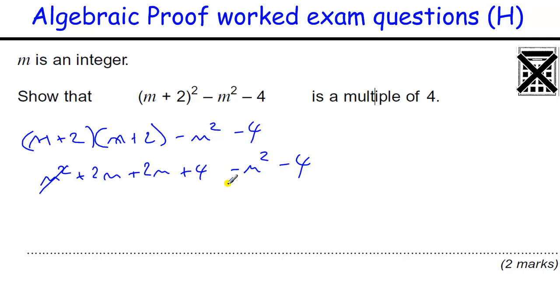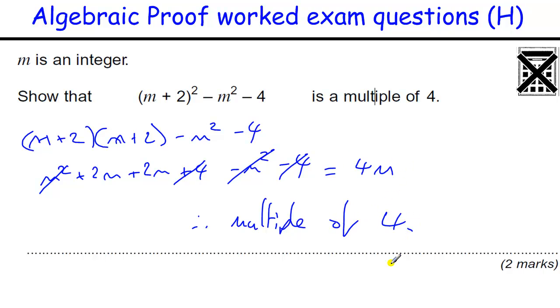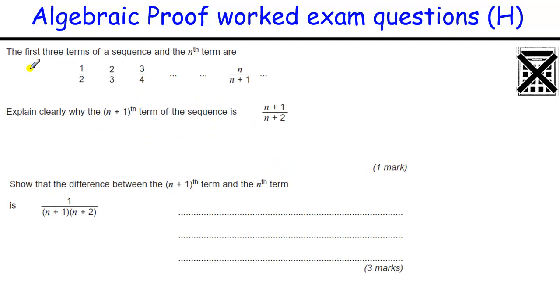The m squared cancels, the plus 4 cancels, to leave us with 4m, therefore a multiple of 4, because 4 times anything is a multiple of 4.